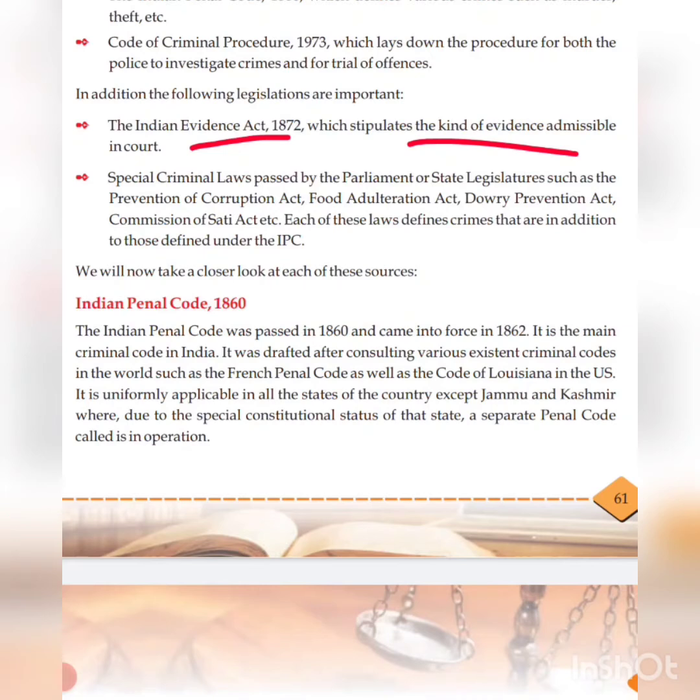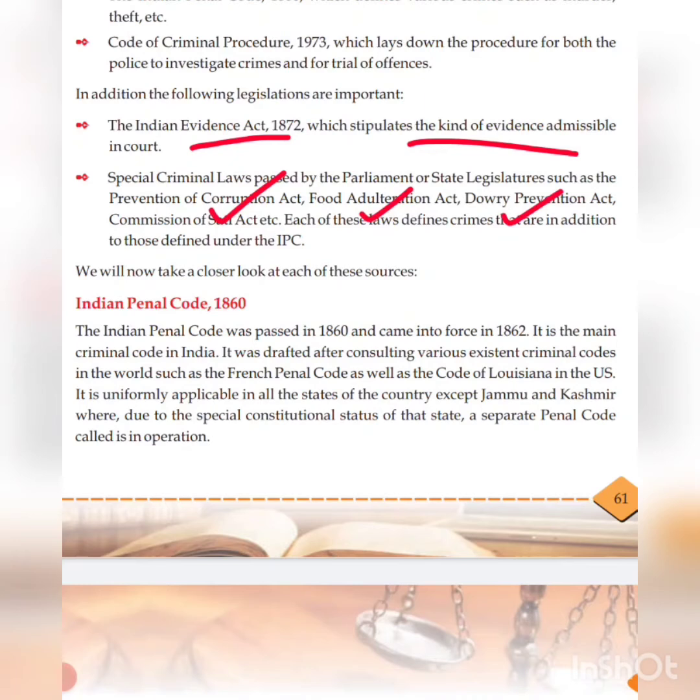Special criminal laws passed by Parliament or state legislatures, such as Prevention of Corruption Act, Food Adulteration Act, Dowry Prevention Act, Commission of Sati Act, etc. Each of these laws defines crimes that are in addition to those defined under the IPC. IPC के अलावा there are these special acts, corruption, food adulteration, dowry prevention, all these which were time to time being passed by the parliament or state legislatures.